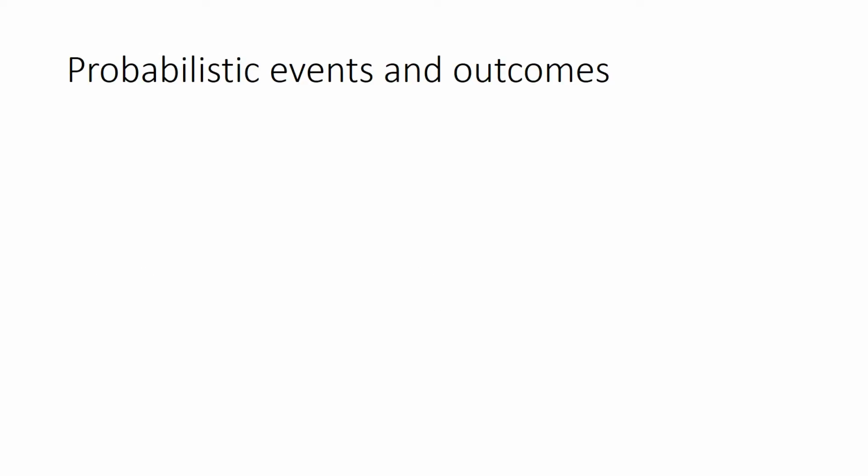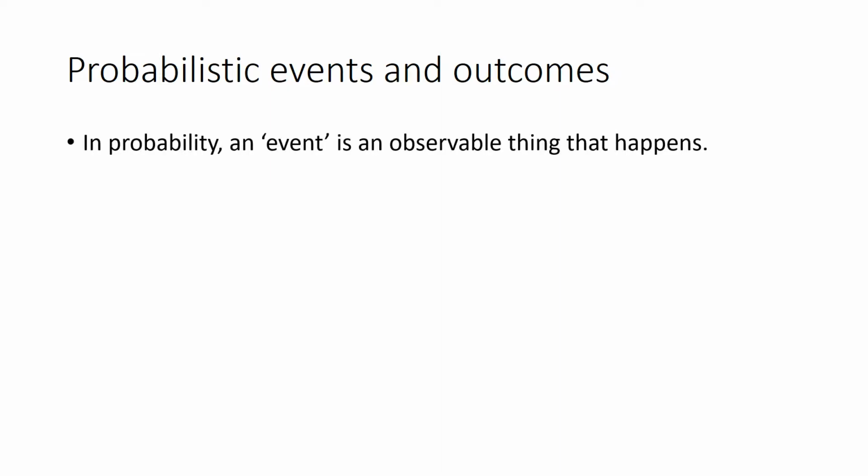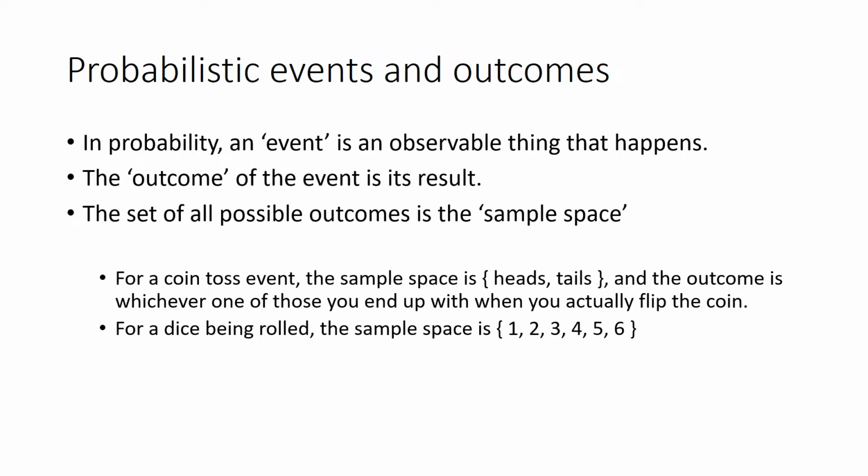So we're looking at events and outcomes first of all, and in probability, not improbability, an event is what we call something that happens and can be observed in some way. And the outcome of the event is what it results in, what happens during the event. So the set of all possible outcomes of an event is the sample space.